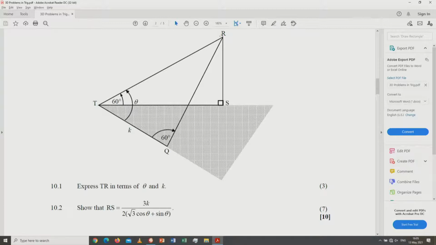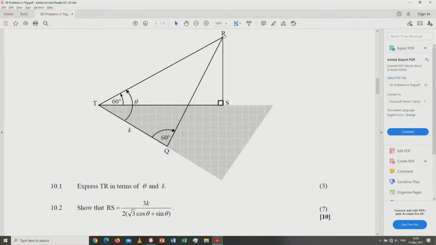Look at RS. We need RS. You have 60 degrees here, and this is RS. You know TR, so use the side that you know. Why would you not want to use TS? Because TS we do not know. Here is TS, the horizontal. But we know TR from 10.1.